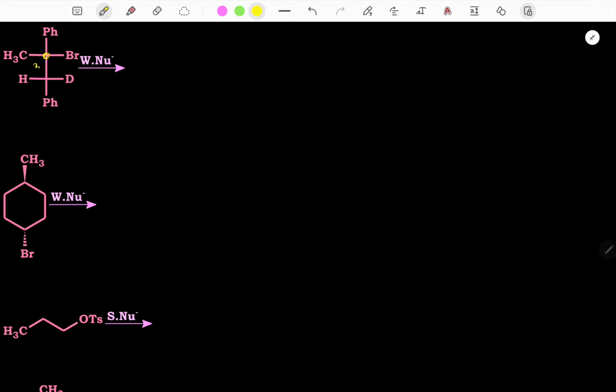It is a tertiary carbon and weak nucleophile, SN1. So first we have to remove the leaving group. This carbon is not participating. The bottom carbon chiral center should not be changed. So we removed the leaving group and formed the corresponding carbocation.